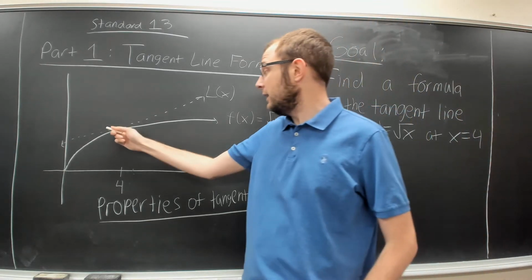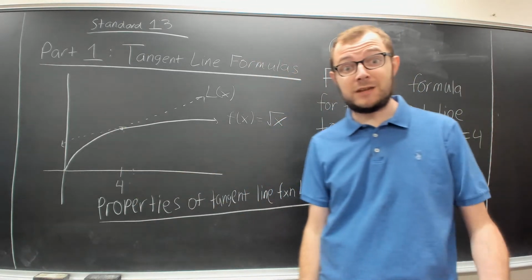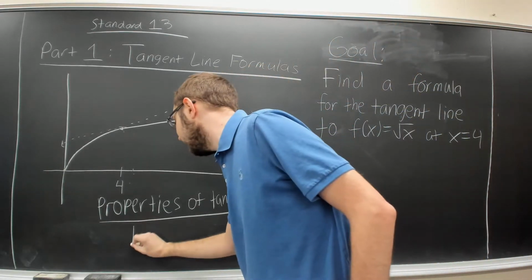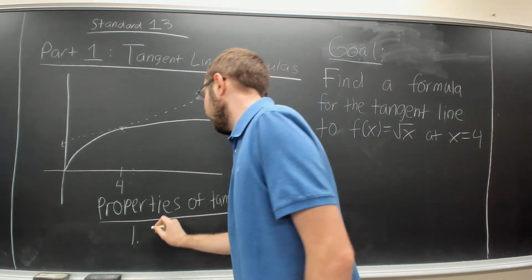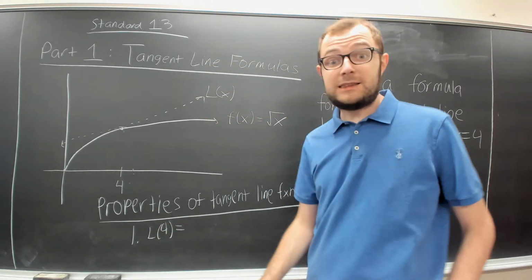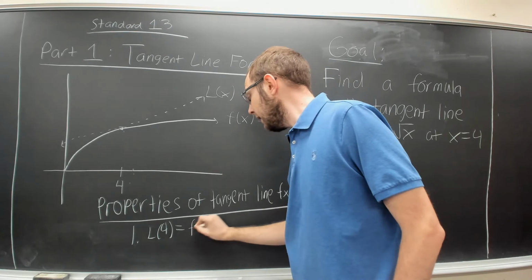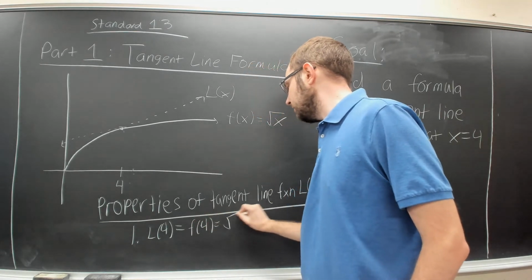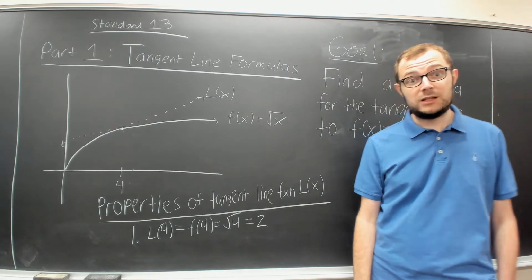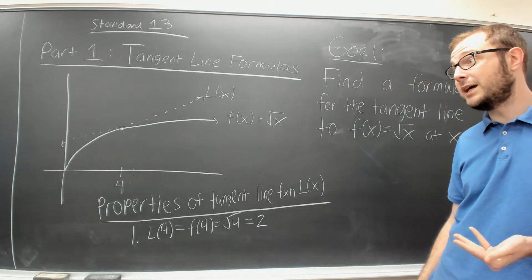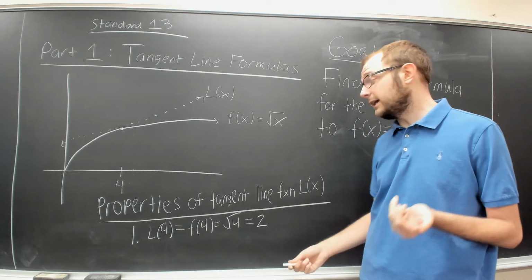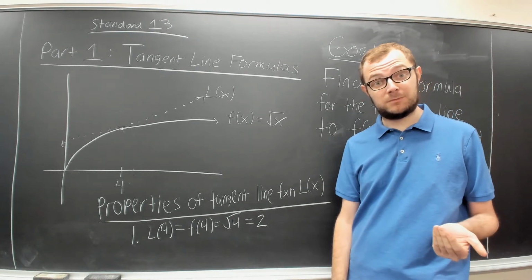Well, first of all, it's going to intersect the graph of f of x at x equals 4, meaning one property that we want our function L of x to have is that if we were to plug in L of 4, we want to get the same output as if we were to plug in f of 4, which by definition is the square root of 4, or 2. So it needs to be the case that whenever we plug in x equals 4 into our tangent line function L of x, we're going to get a y value output of 2.